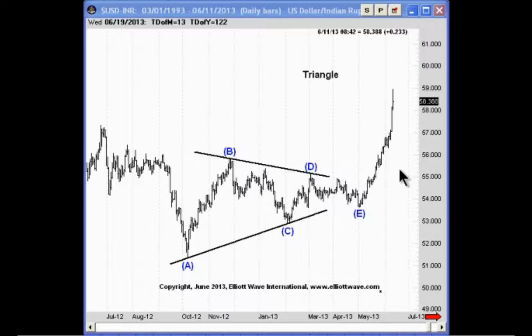And a good clue to monitor is going to be your volume and momentum. If volume and momentum are very strong, then look for the large thrust. If momentum and volume are very weak or very small, then look for the small thrust.